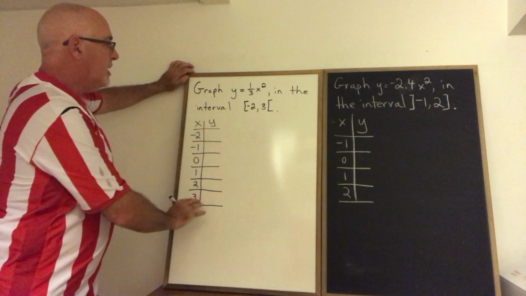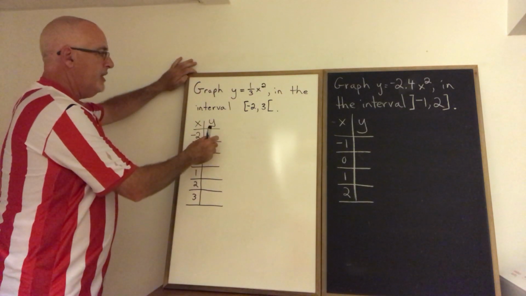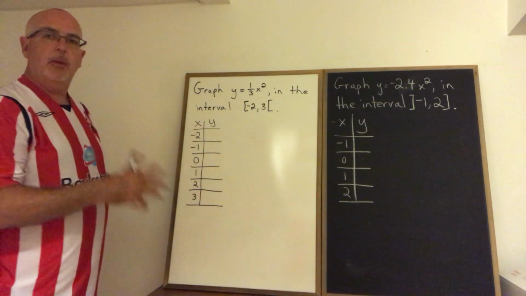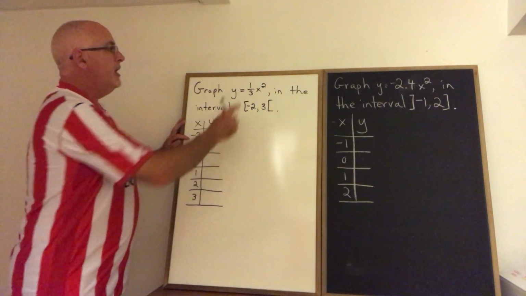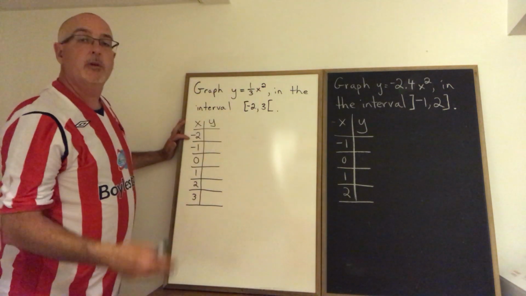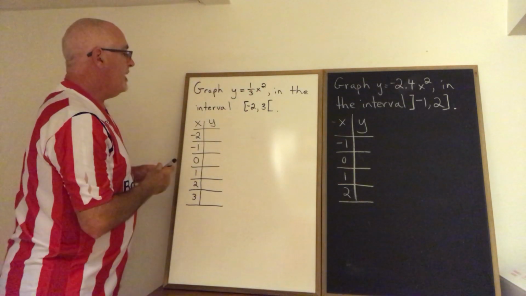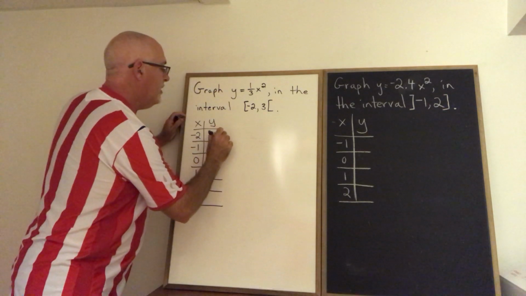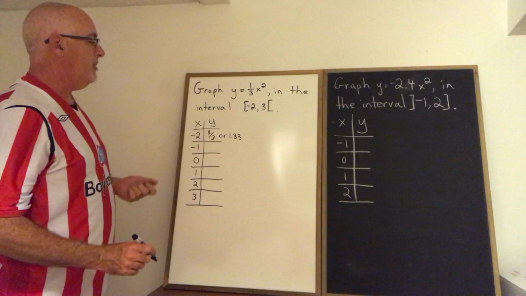What I'm going to do is find all of the points where x is a whole number between -2 and 3 so that I can see that whole interval shaping up on my graph. If x is -2, x squared is -2 squared, which is +4. And then that +4 is multiplied by 1/3, and I have 4/3, or 1.33 if I prefer decimals, in my table of values.